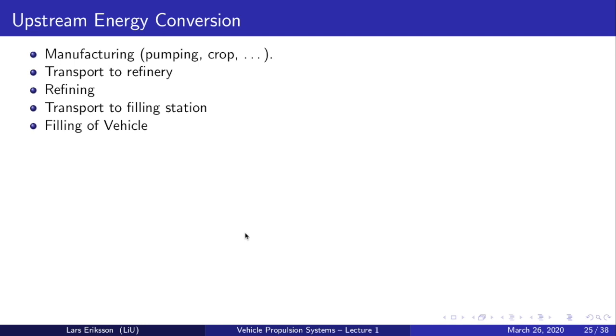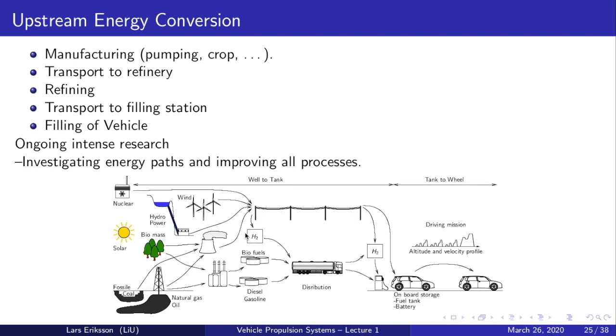Coming to the upstream energy conversions, we have a lot of things going on there. There's the manufacturing, pumping, transporting to the refinery, doing the refining, transport to filling machine, filling of the vehicle. For regular gasoline and diesel, this is not so much of an issue, but if we need to pump pressurized gases, it will cost also a little bit extra in the total energy system in the future. There's intense research going on that is investigating all the different energy paths and all the different options that we have in the system.